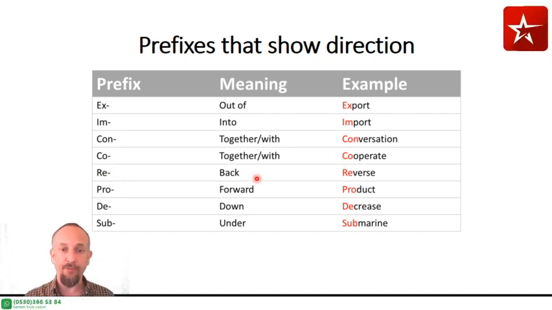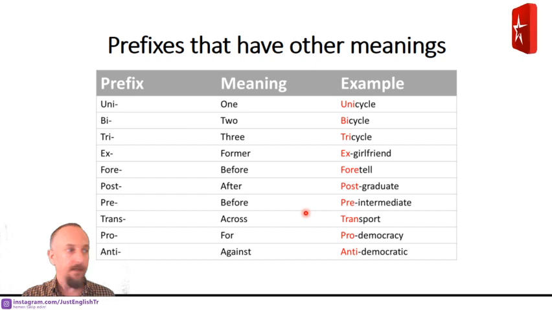Then we had re, which meant back, and we had reverse. Then we had pro, which meant forward, and we had product. Then we had de, which meant down, as in decrease. And then we had sub, meaning under, such as submarine. And then we had prefixes with other meanings.